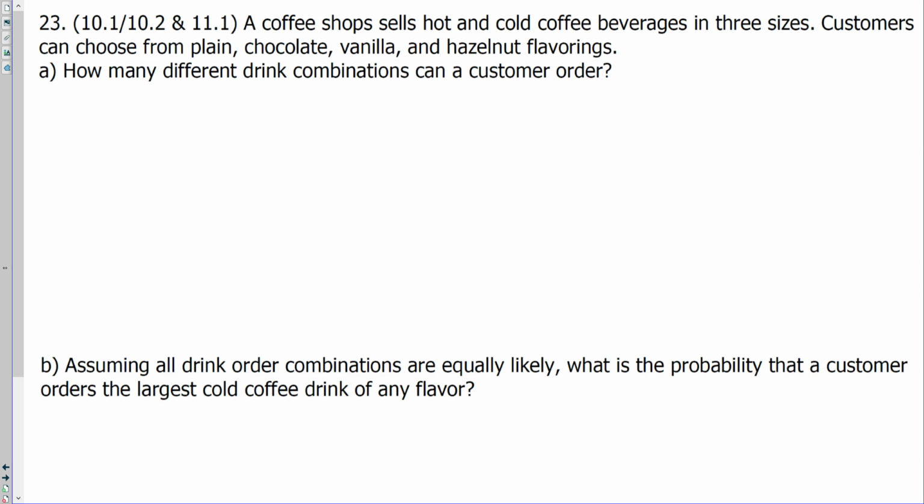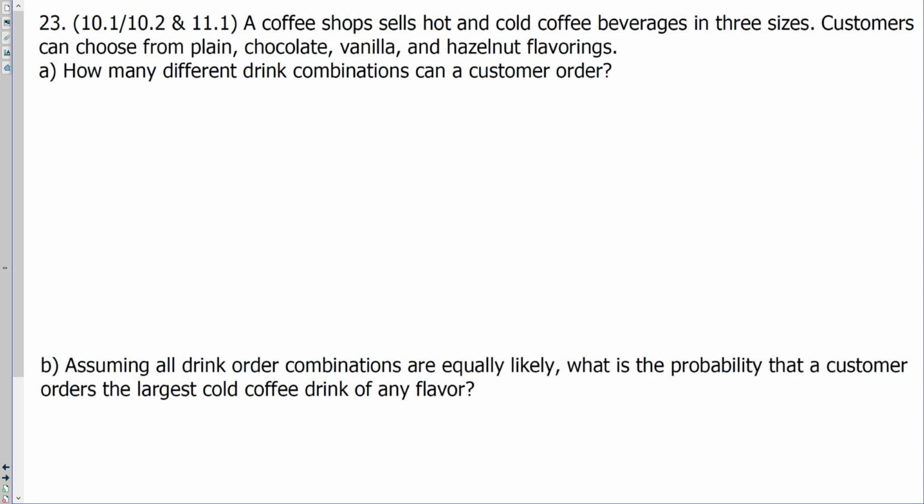Problem 23 comes from a couple sections of notes actually. It's combining sections 10.1 and 10.2, which was counting the number of ways that something could occur, with 11.1, which was our basic probability unit. So a coffee shop sells hot and cold beverages in 3 sizes. The customers can choose from plain, chocolate, vanilla, and hazelnut flavorings.